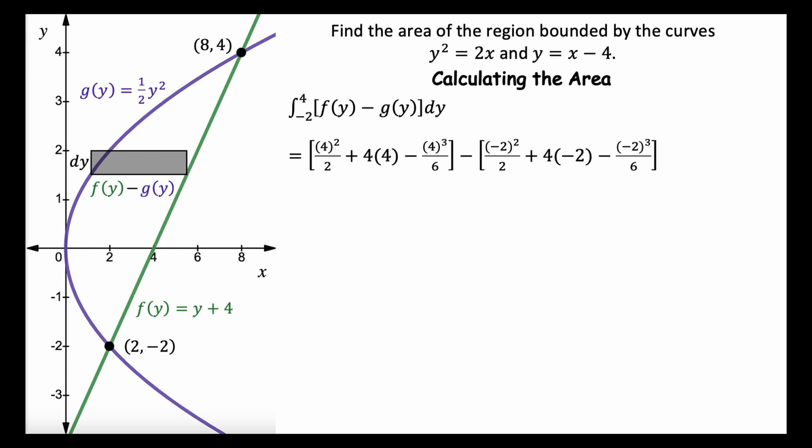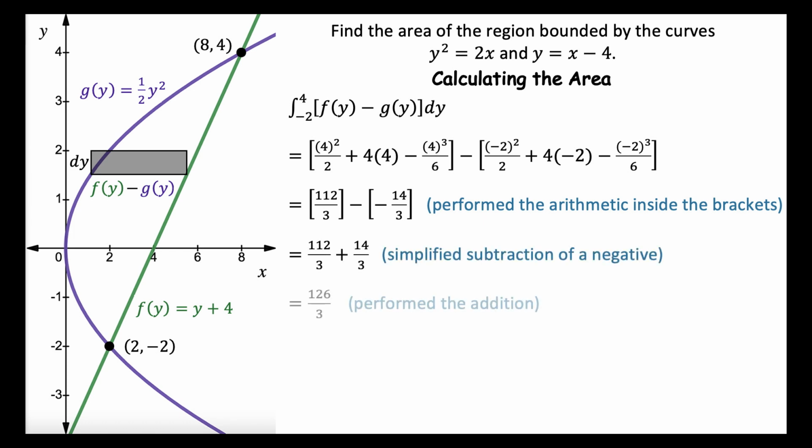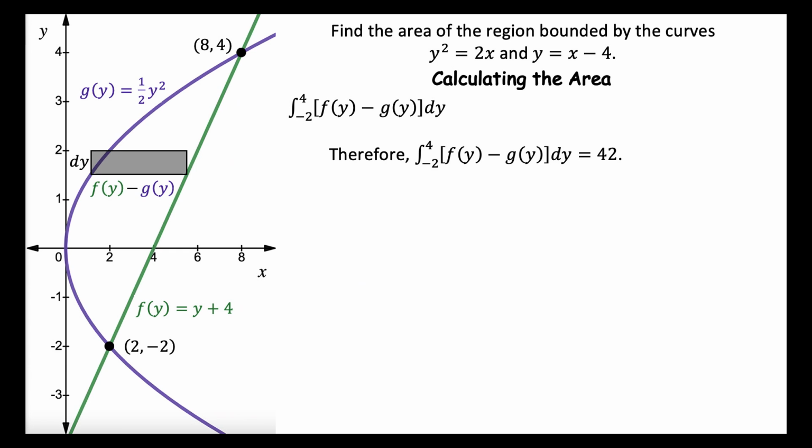Performing the arithmetic operations in each set of brackets gives us 112 divided by 3, subtract -14 divided by 3. Simplifying the subtraction of a negative and performing the addition yields 126 divided by 3. And performing the division gives us 42. Therefore, the integral from -2 to 4 of f of y minus g of y dy equals 42. This means that the area bounded by the given curves is 42.